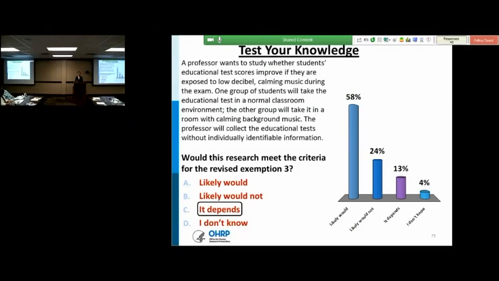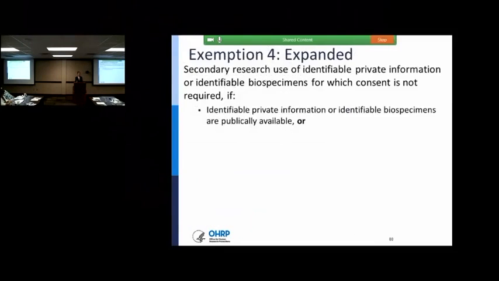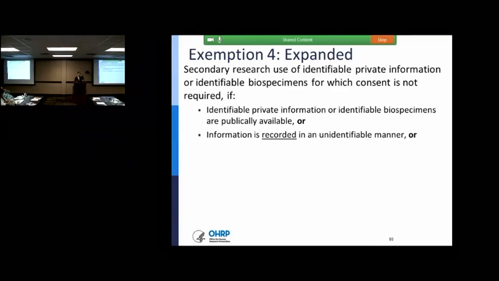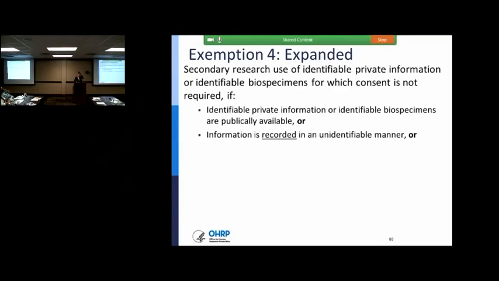All right, so let's go on to Exemption 4. Exemption 4 has been expanded a bit in the Revised Common Rule. This is secondary research use of identifiable private information or biospecimens for which consent is not required if the identifiable private information or the biospecimens are publicly available, or the information is recorded in an unidentifiable manner.